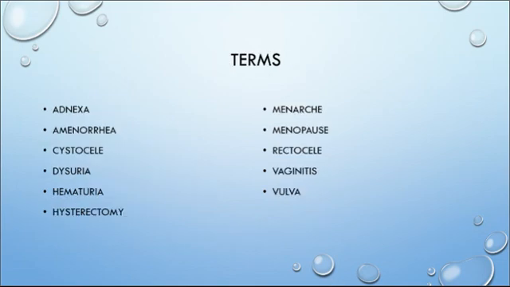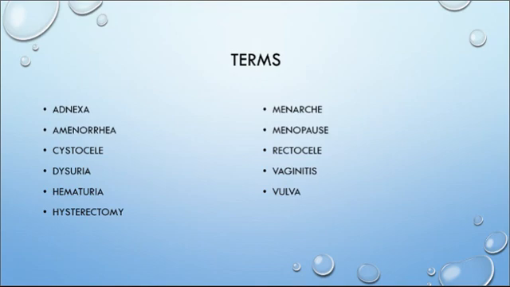And terminology that we did not cover: adnexa are the ovaries and fallopian tubes. Amenorrhea is absence of menstruation. Cystocele is a prolapse of the urinary bladder, where actually you can see the bladder coming down into the vagina. Dysuria is painful urination. Hematuria is blood in the urine.